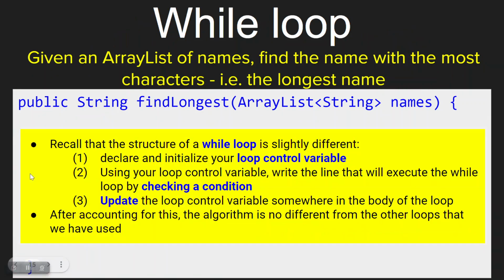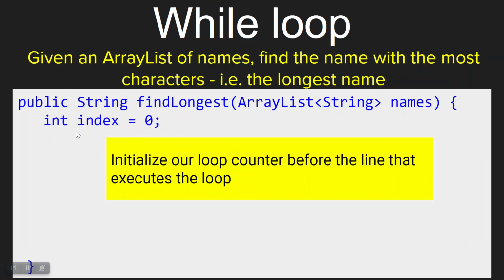And then finally, we'll look at how we could do this with a while loop. So again, we're going to basically do the same thing. You just need to remember that the structure of a while loop is a little bit different. You have to declare and initialize your loop control variable. And then you're going to use that loop control variable in a condition that will execute while that condition is true. And then finally, you need to make sure that you update the loop control variable somewhere in the body of the loop. But after you account for this, the algorithm is no different from the other loops that we've used so far. So let's go ahead and do that.